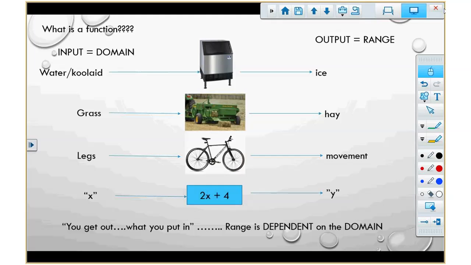Output depends on input. Now, that's too redneck. So you got to say the R word depends on the D word. Okay? So let's say it. The range depends on the domain. You got to sound sophisticated. All right? What does that mean?